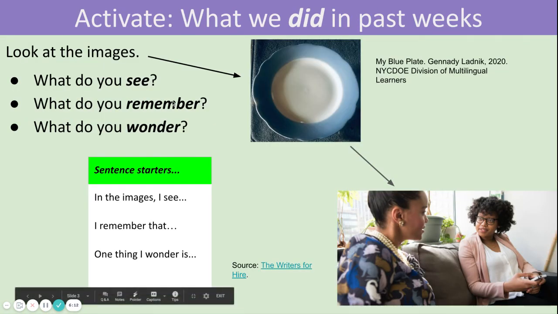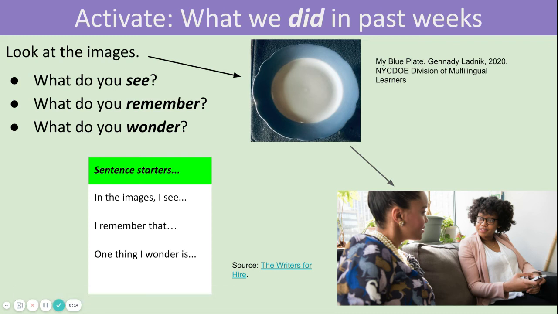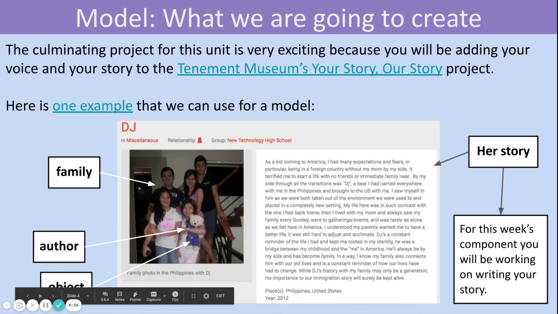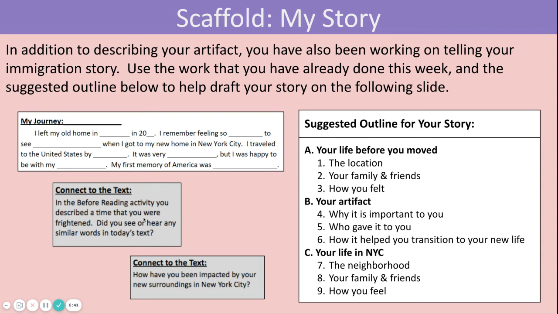A pre-lesson activate your brain to think about what has been done in past weeks, what they have learned, what they are bringing with them to this lesson. Looking through the model, so looking at what another student has done as a model for what they are about to do. Once again, there are other models available here on the Tenement Museum's website if you would like to choose a second one, a different one, anything that works best for your class. And finally, they will start their writing.